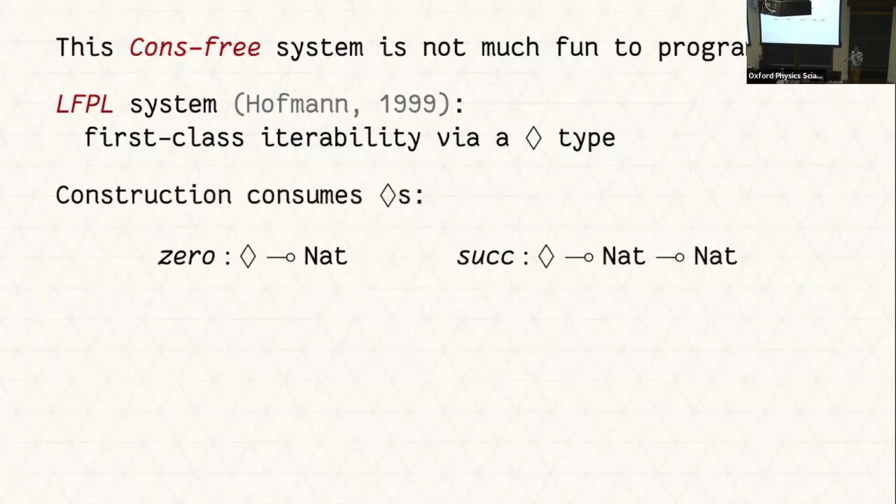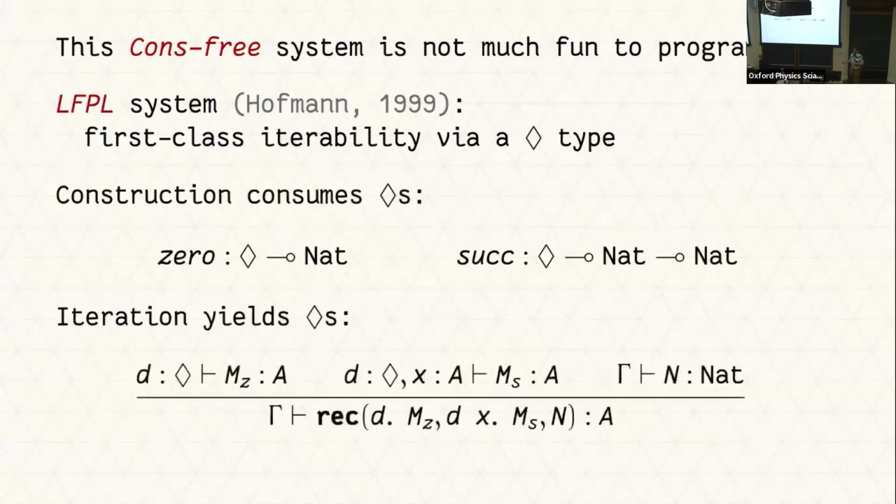So we do now allow construction using diamonds. So we construct a zero, we construct a successor using diamonds. But when we iterate, we get these diamonds back. So in the zero case, we get a diamond. In the step case, we get a diamond back. And this will allow us to construct other structures from the iterability of the input to build things that we can further iterate on.